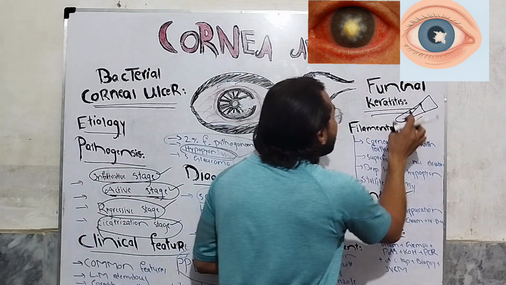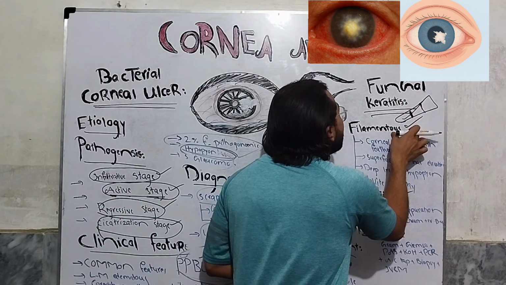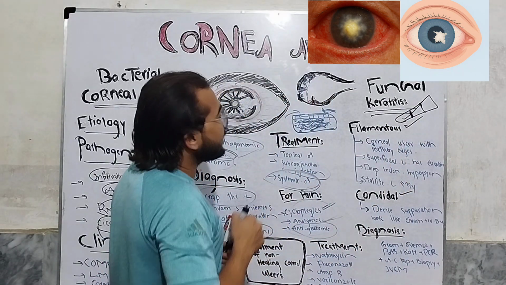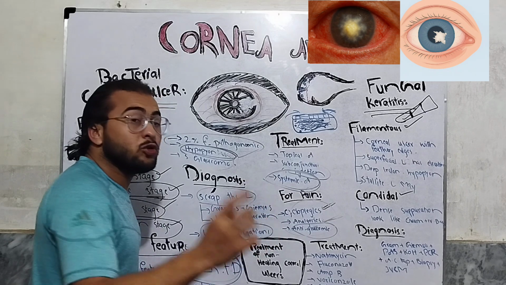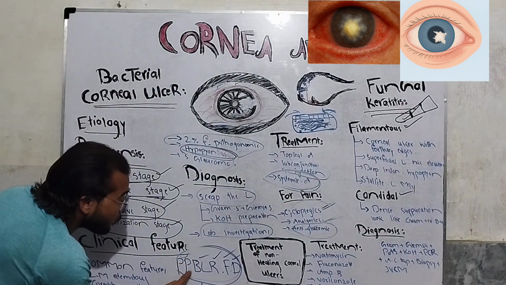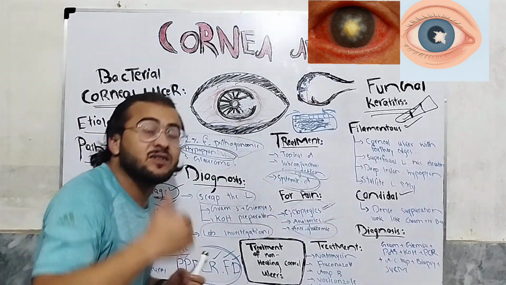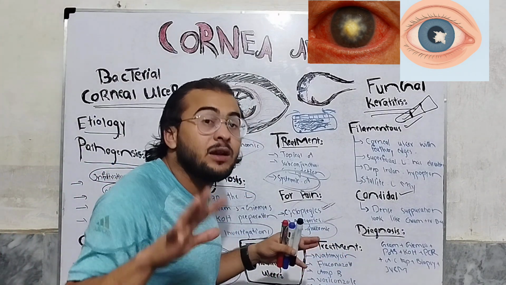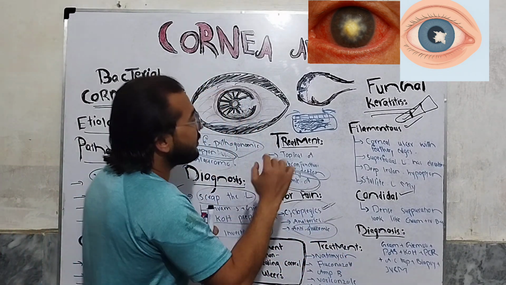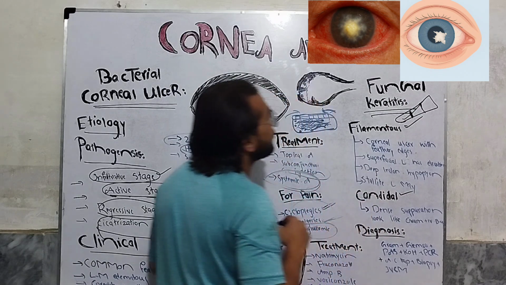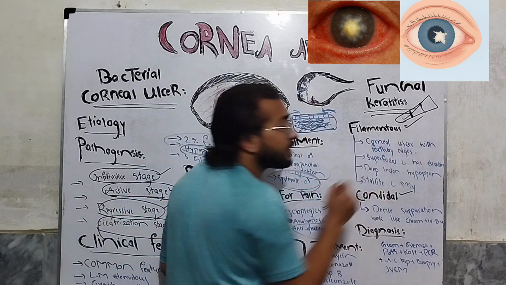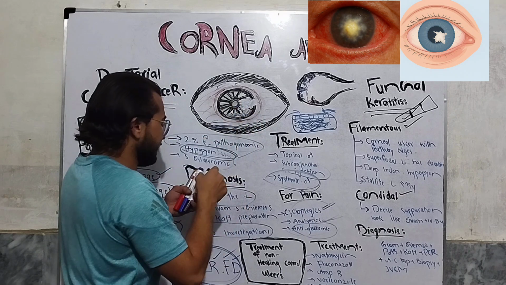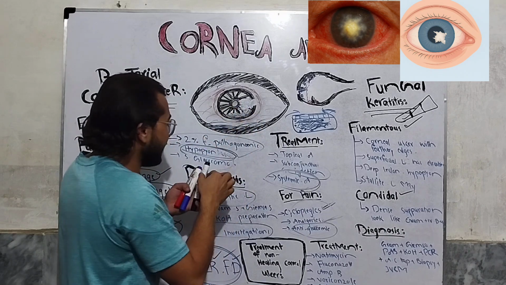And when there is filamentous fungal keratitis, what will be the clinical features? The clinical features are, as I told you before, pain, photophobia, blurred vision, lacrimation, redness, foreign body sensation and discharge, which will be present in all cases of corneal disease, okay? But the specific feature for filamentous fungal keratitis is a corneal ulcer which is grayish.